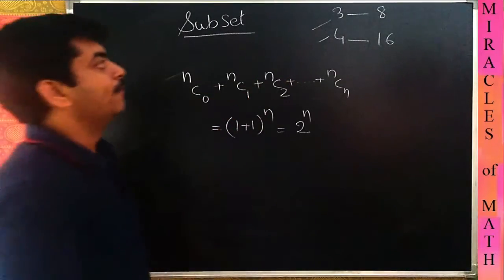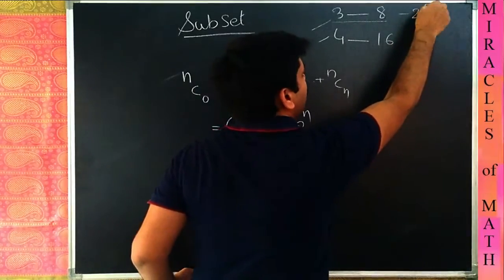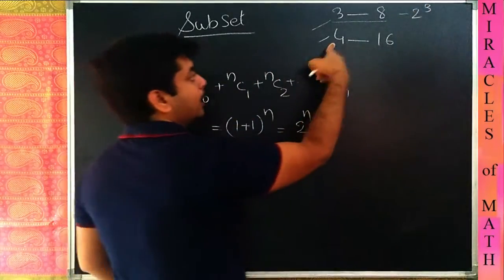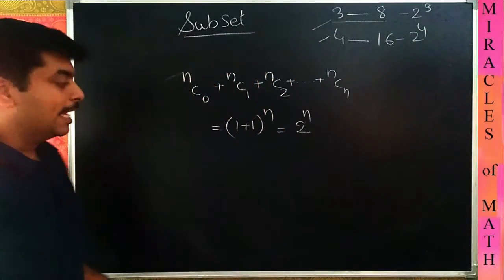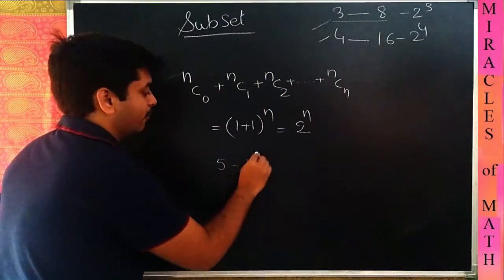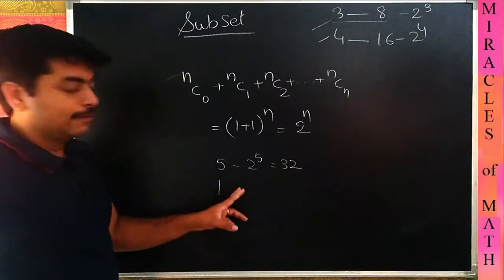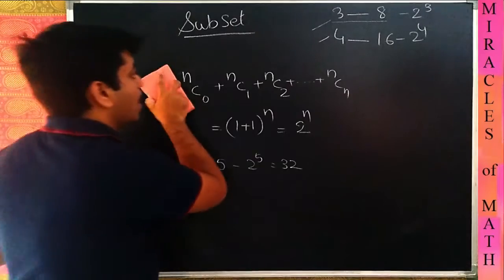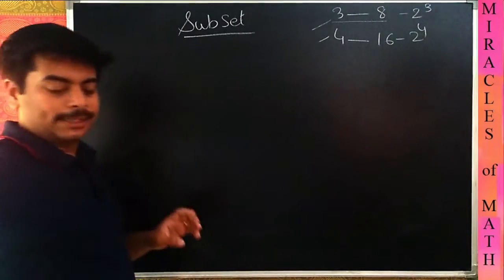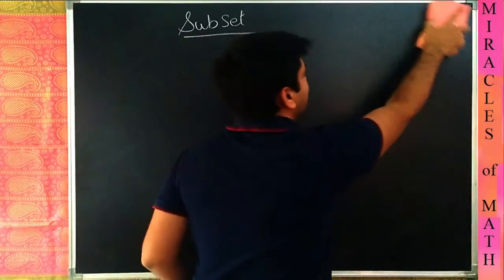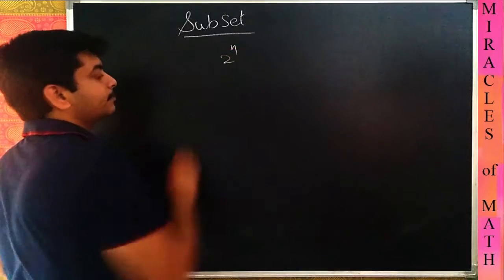So carefully observe. If there are 3 elements, the number of subsets is 2 power 3. If there are 4 elements, the number of subsets is 2 power 4, that is 16. If there are 5 elements, 2 power 5, 32. We will see when there is only one element or no elements. The formula remains the same, that is 2 power n.